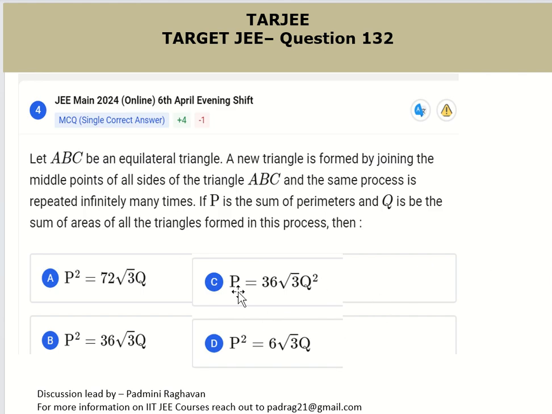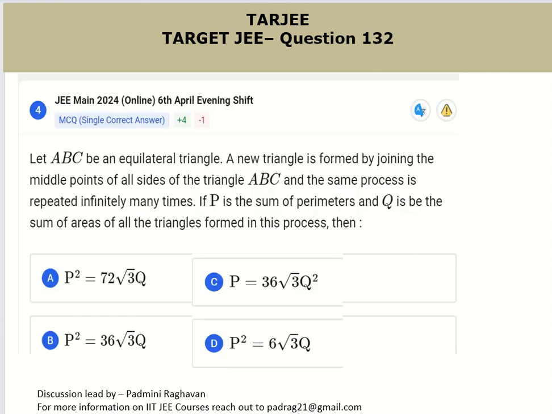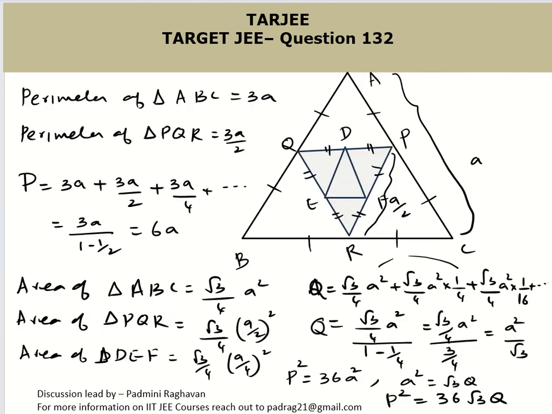P square is equal to 36 root 3Q, which is going to be option B. So the answer to this question is option B, a simple question involving a word problem involving geometric progression.